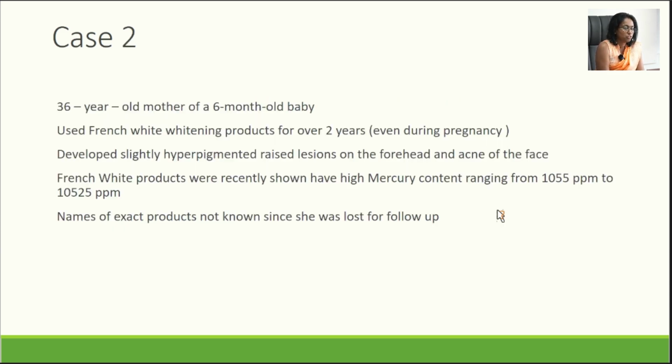Another pathetic thing, French white. I'm telling you this because mercury levels have been checked, right? Mercury content ranging from 1055 ppm to 10,000 ppm. And this woman has used this mercury containing product even during pregnancy. And in spite of my describing this to the husband as well, they never came to the clinic. I wanted to arrange for mercury levels. Okay. These are her lesions. Nothing much, but these are actually dermal lesions. So she thought it was a fungal infection, but this is not.